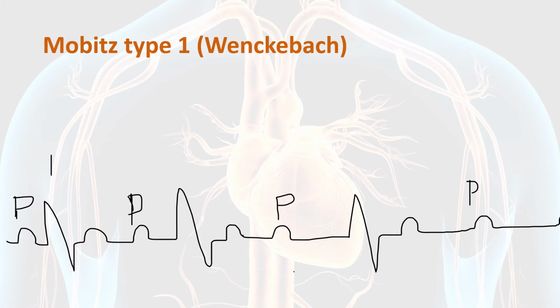Mobitz type 1 or Wenckebach phenomenon is due to progressive slowing of each subsequent impulse in the AV node. There is progressive lengthening of the PR interval until a normally occurring P wave is not followed by a QRS complex. It does not require any specific intervention in stable patients, apart from treatment of underlying or precipitating conditions, if any. Mobitz type 1 block is not an indication for permanent pacemaker in asymptomatic patients.